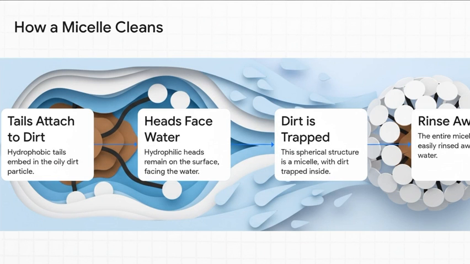So, how does this actually work? Well, when you mix soap with water, these molecules get busy. They form these tiny spheres called micelles. All the water-hating tails point inwards, grabbing onto any bit of oil or dirt they can find and trapping it in the center. Meanwhile, all the water-loving heads stay on the outside, facing the water. This allows the entire little dirt-filled sphere to be easily washed away.